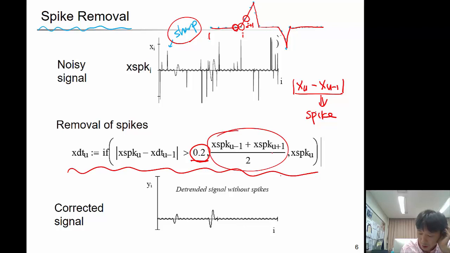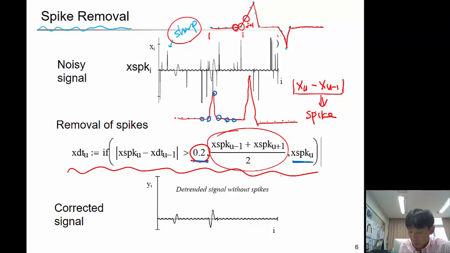In this case, the spikes are just one point. So the signal goes along and then goes up, and it will be like this kind of spike. You're taking this point and this point and this point, and if x i minus x i minus 1 is bigger than some value, you can replace x i with x i minus 1 plus x i plus 1 over 2. So you're taking these two, getting the average, and bringing it down to this level. That's how you do the spike removal.